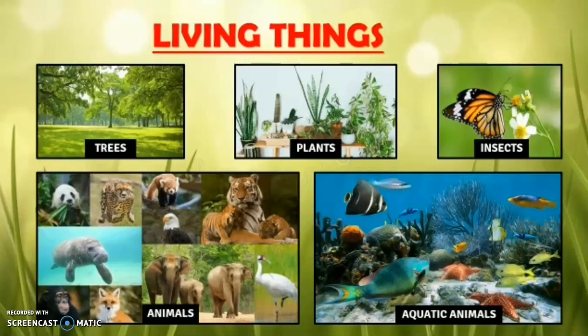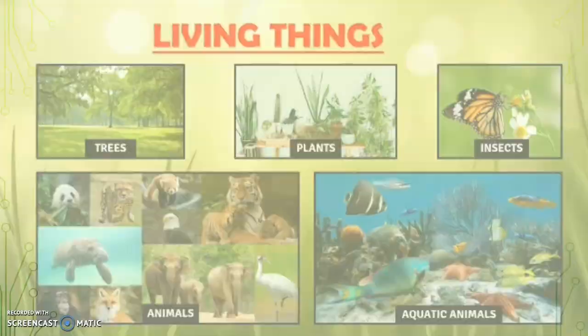These are the pictures of living things. In this, you can see the trees, plants, insects, animals, aquatic animals, etc. So, they are different from the non-living things. How is that so? Let us look at this with the example of Somanna's story.